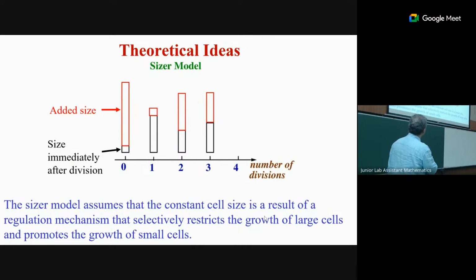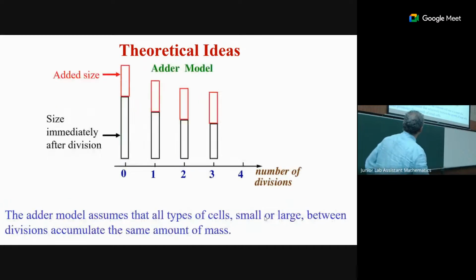So this is called the sizer model. Somehow bacteria can sense size. There is a second type of idea, and these are called adder models.